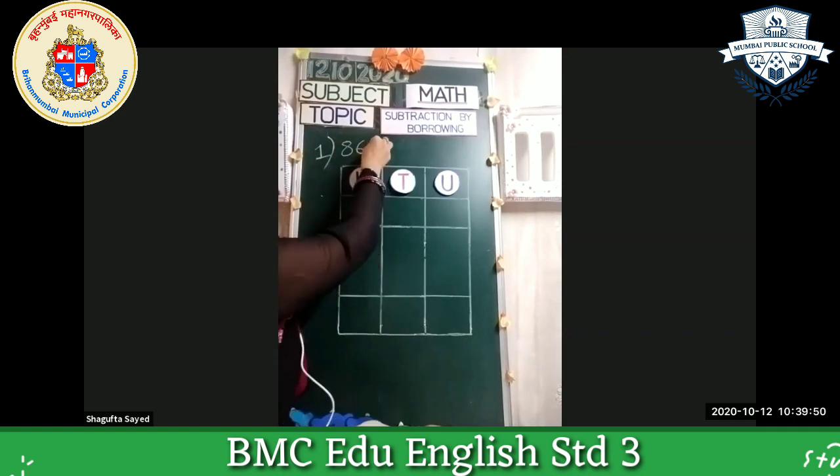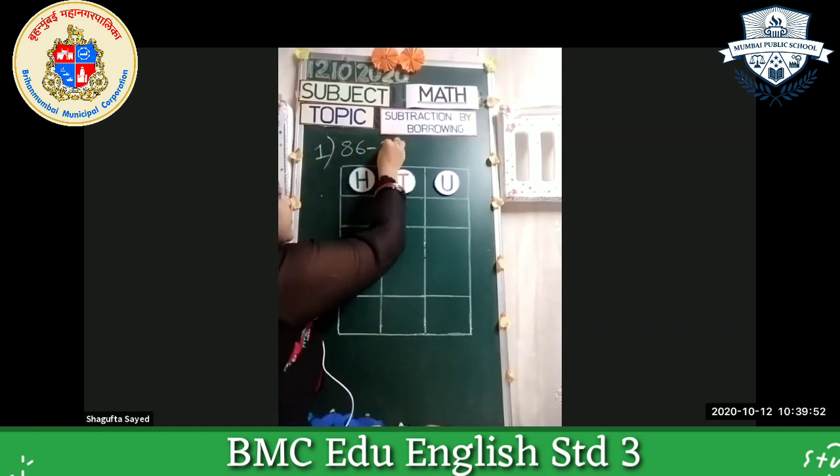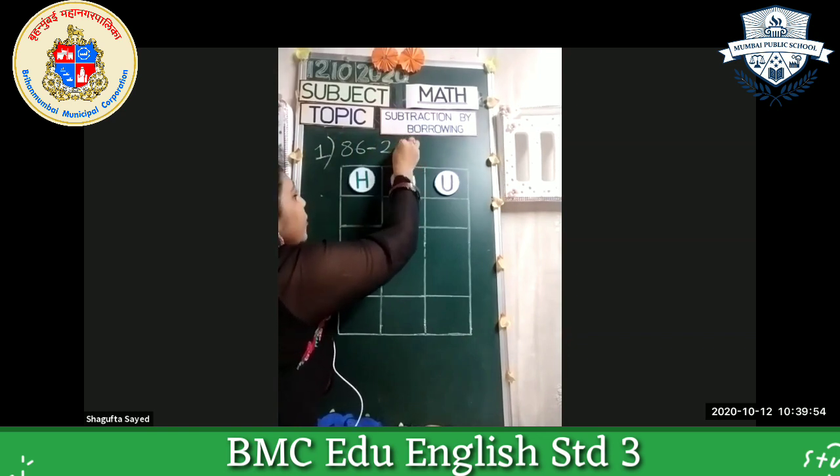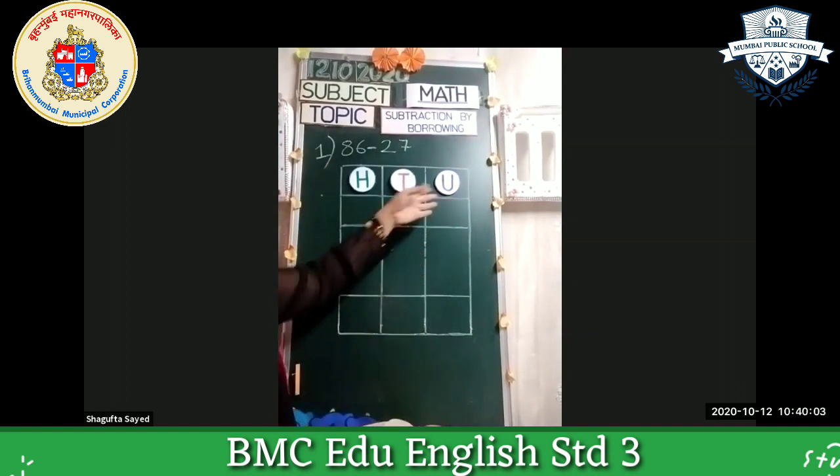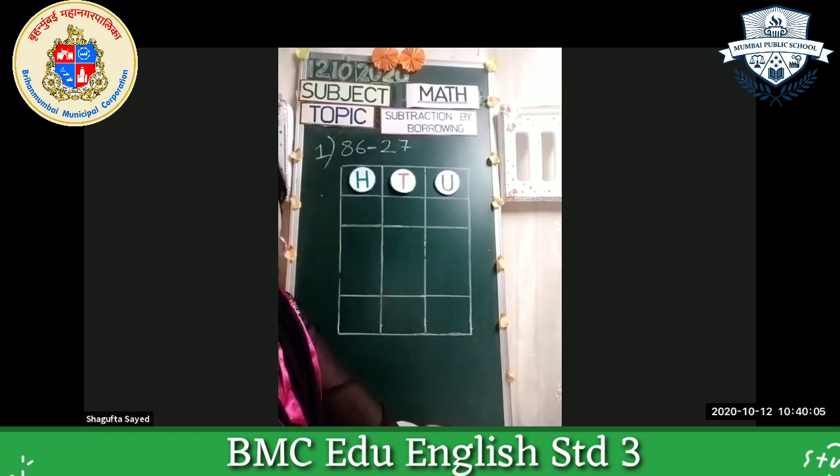86 minus 27. Okay. Now, I have written 2-digit numbers over here. But here can you see your unit, tens and hundreds are there. Now what to do? First thing, before solving any sum, you can find the place value of the given sum.